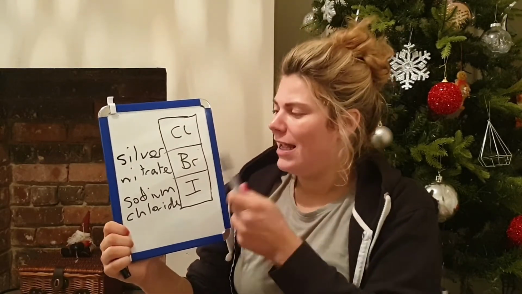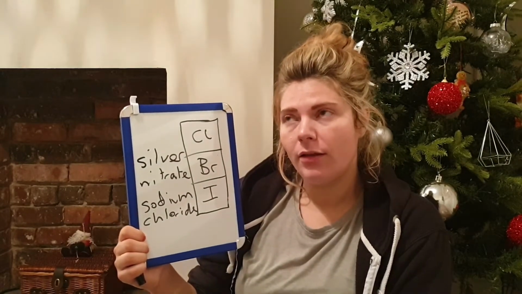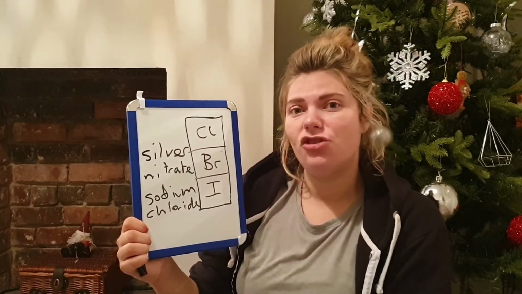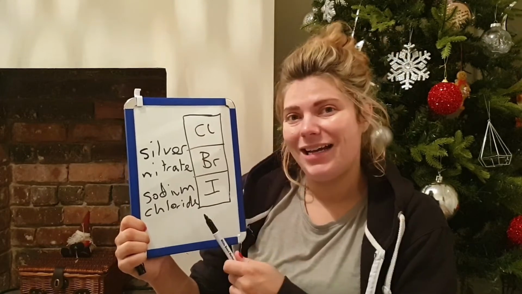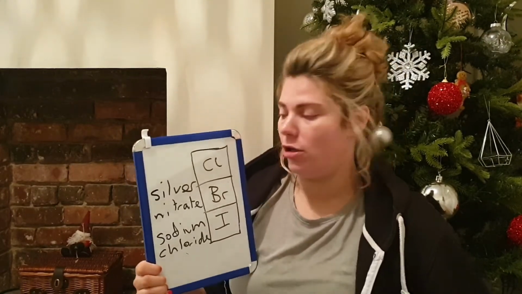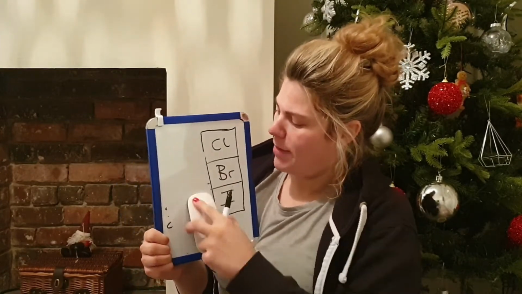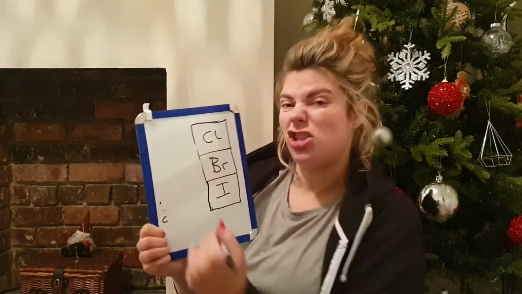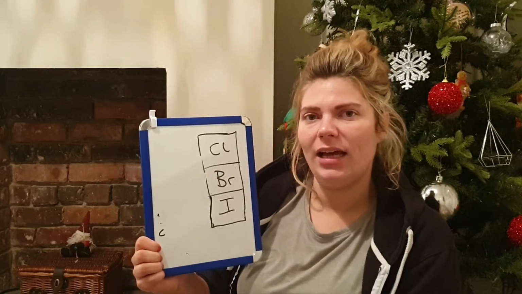There's 3 colours. If it was sodium bromide, it wouldn't turn white in silver nitrate. It would go cream. And if it was a sodium iodide, it would go yellow. So you need to identify the 3 colours. The test is when you mix the halide with silver nitrate. So that could be a question: what do you use to test for halides?